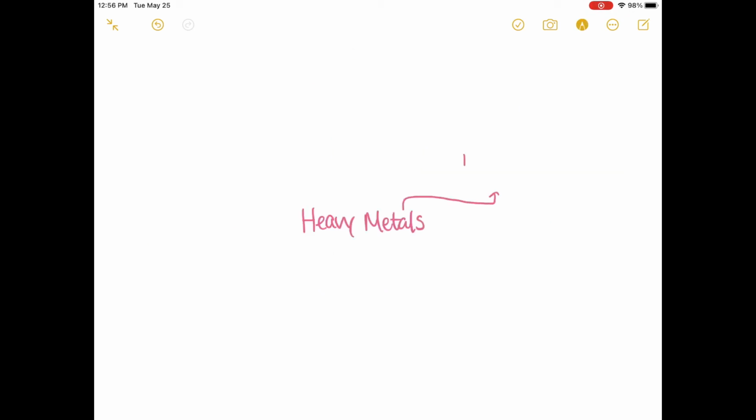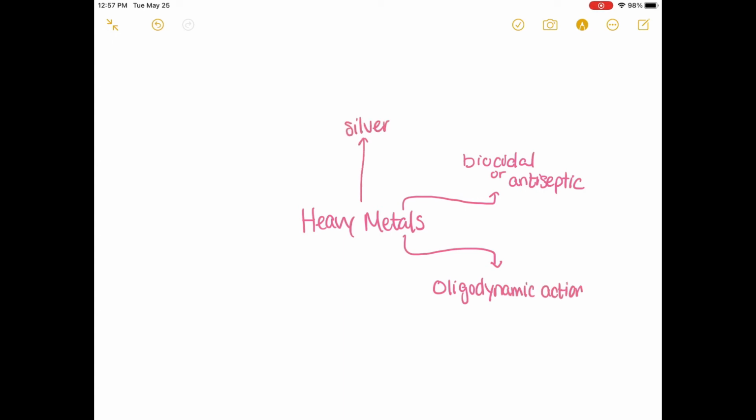Heavy metals and their compounds. Metals such as silver, mercury, and copper can be biocidal or antiseptic. Oligodynamic action is the ability of heavy metals in small amounts to express antimicrobial activity. Silver is an antiseptic in 1% silver nitrate solution. Drops were added back in the day to the eyes of infants to protect them from infection. This is called ophthalmia neonatorum.